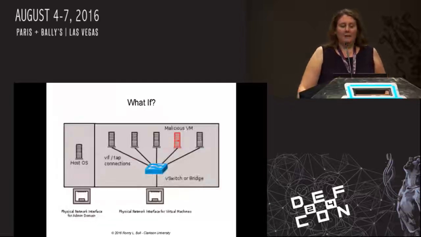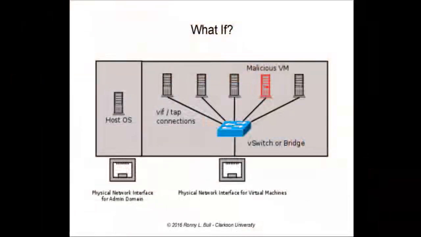So here's a pretty simple diagram of the setup we're worried about. We have a physical host here, and on it we are hosting a bunch of virtual machines. One of them is a nasty, malicious one that's going to do things to the other victims. And you can see they're sharing a virtual switch or bridge, and that's passed through to a physical network interface.